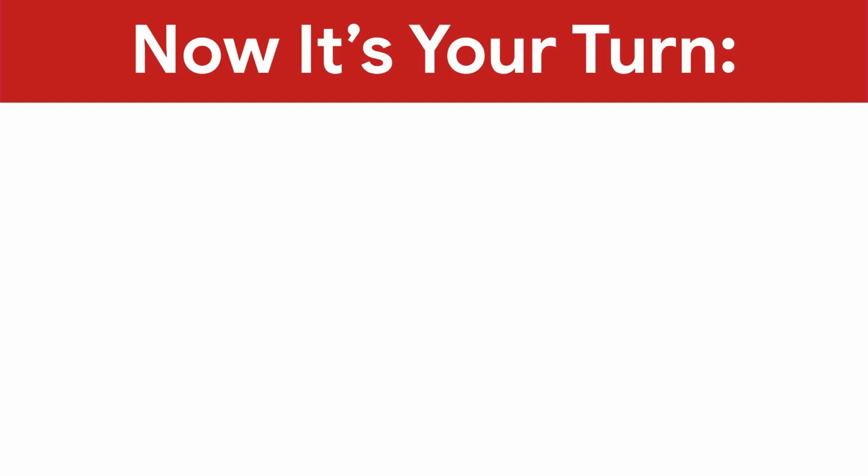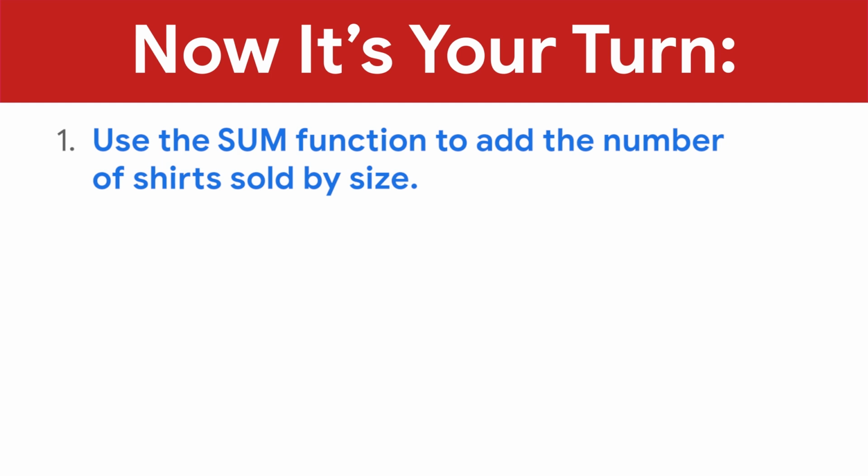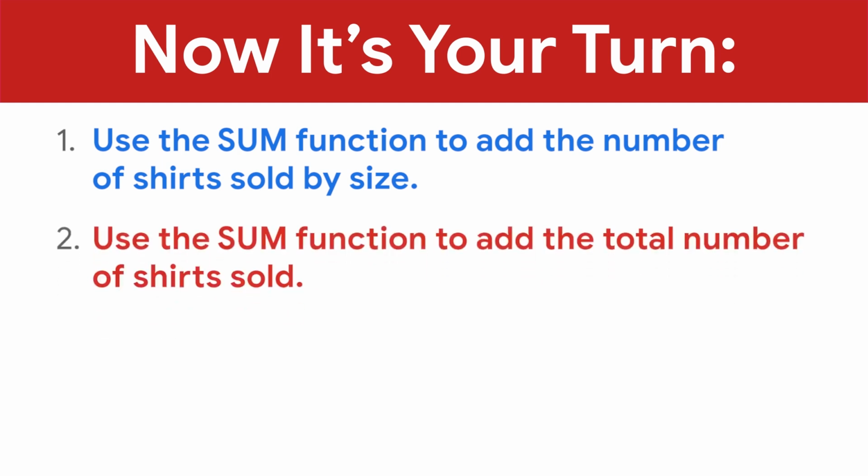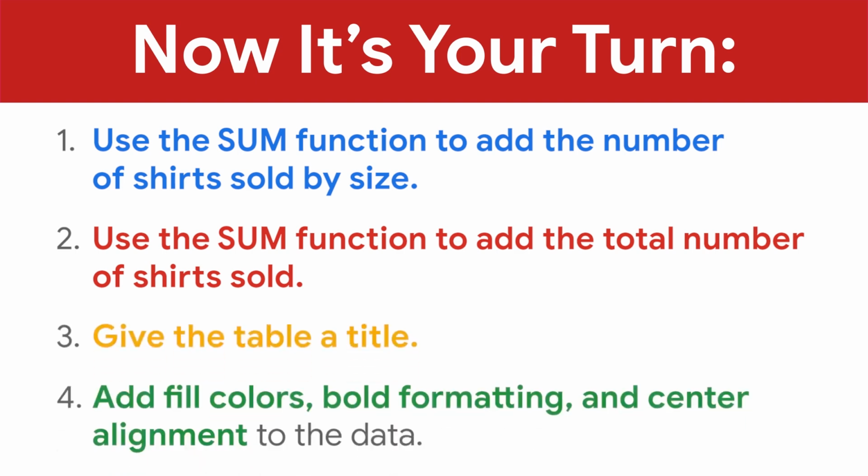Now it's your turn. Use the sum function to add the number of shirts sold by size. Use the sum function to add the total number of shirts sold. Give the table a title, and add fill colors, bold formatting, and center alignment to the data.